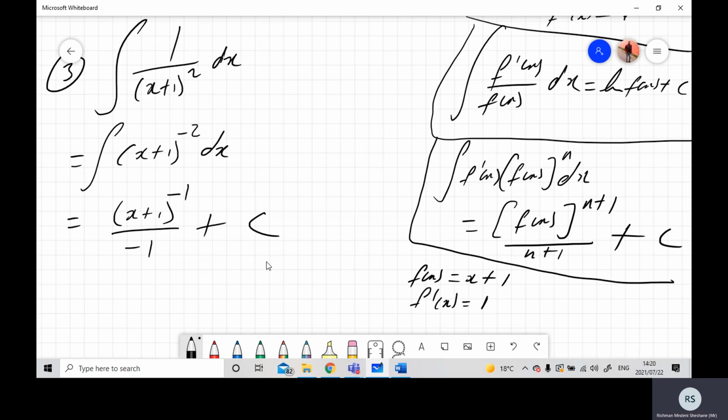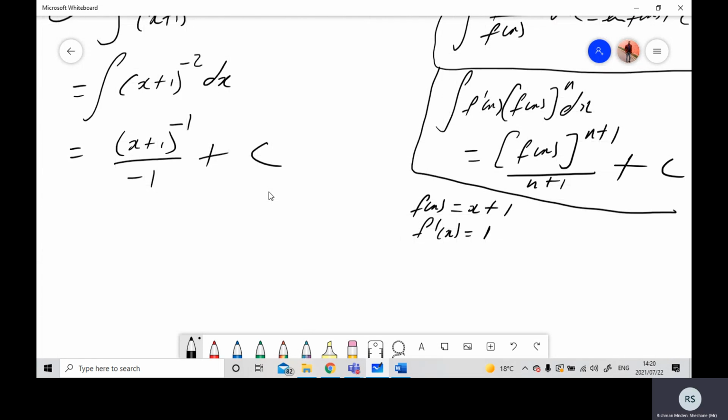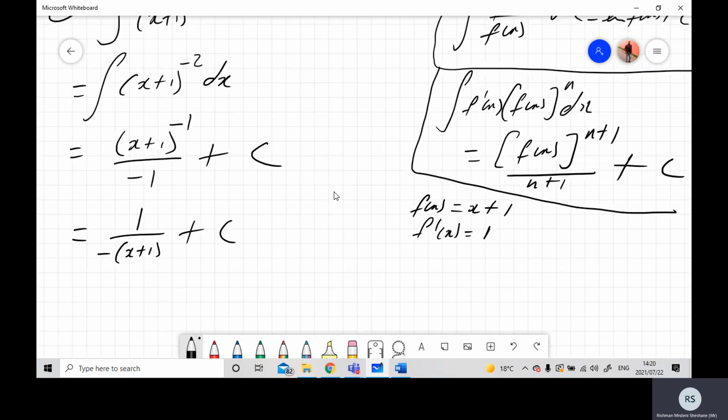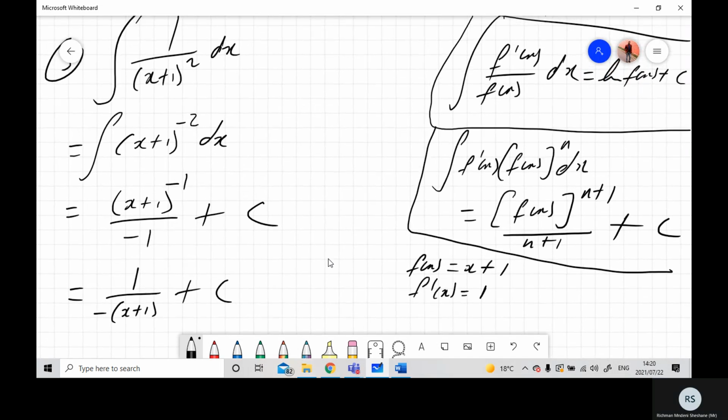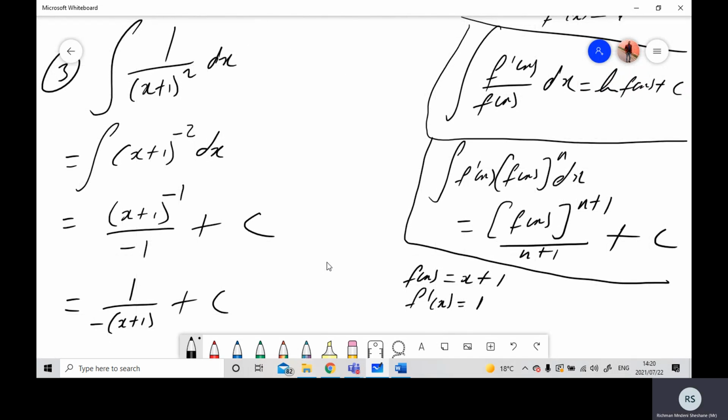So this is the answer, or if you like, because this is to the power of negative 1, you can write it as 1 over minus (x plus 1), plus c. Okay, so this is the integral of 1 over (x plus 1) to the power of 2.